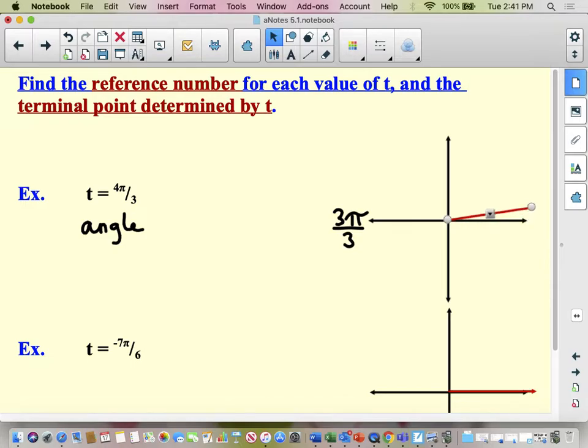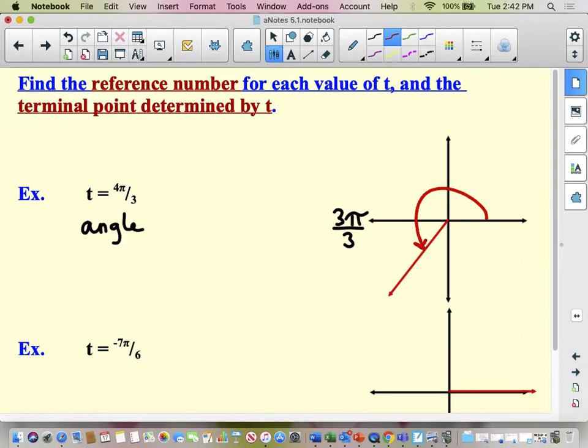Okay, well, if you visualize when you draw an angle, you always start at the x-axis and then you go counterclockwise. So if I go all the way to 3/3 and then another 1/3, that would bring me to 4/3 pi. Okay, so this angle, if I draw it in right here, that angle is 4/3 pi. Okay, that's not what the question is asking, however. It's asking for the reference number.